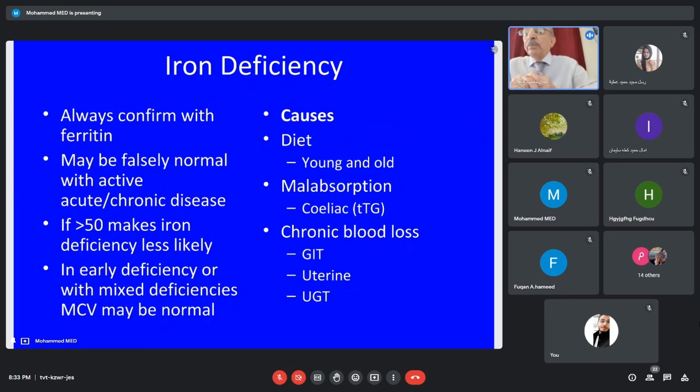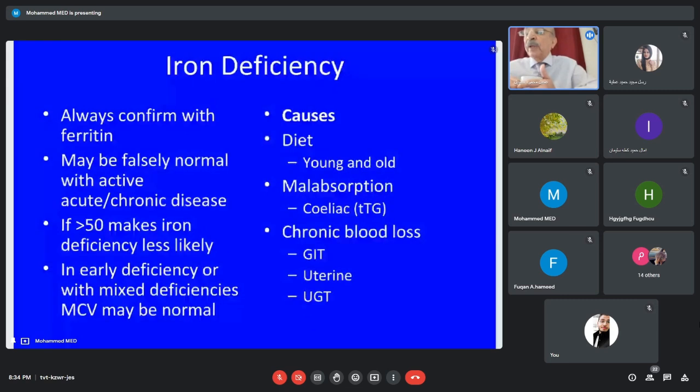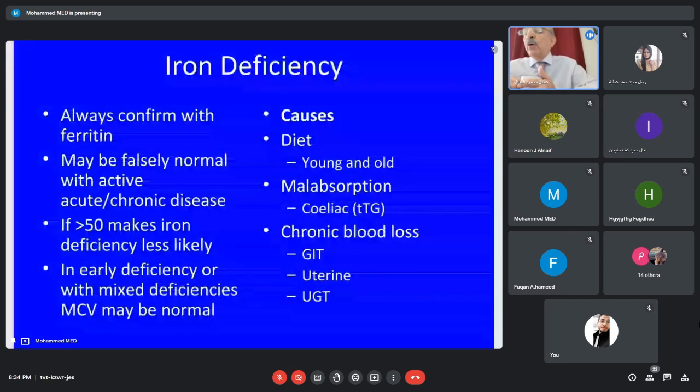Another cause, after the diet, probably the dietary deficiency is the commonest, but a second cause is malabsorption, and probably one of the commonest causes of malabsorption is celiac disease, which I have discussed earlier. Chronic blood loss usually causes iron deficiency.